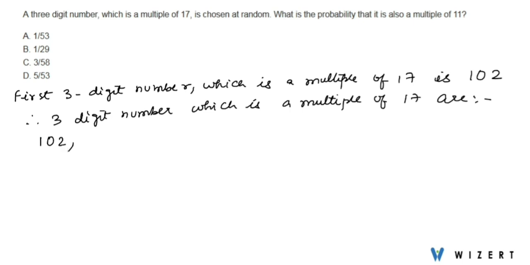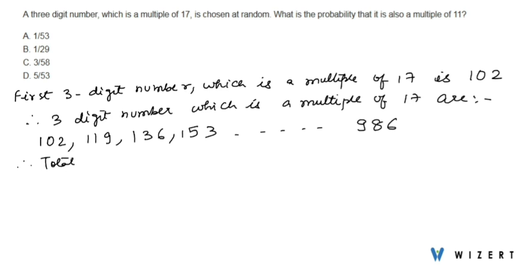So 102 is the first term, 119 is the second term. Because it is a multiple of 17, we are adding 17 and creating the progression. So 136, 153 and so on. And the last term that is a multiple of 17 and also a 3-digit number is 986.